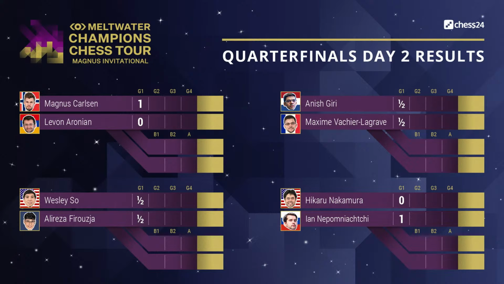Anish Giri, Maxime Vachier-Lagrave. Also a very interesting fight there, Peter. We saw a knight endgame where Anish managed to survive a little bit of an unpleasant position out of the opening and eventually managed to create an a-passer. But it wasn't enough, and that ended in a draw. Hikaru, Jan Nepomniachtchi, Hikaru finds himself also in trouble. He needs to level the score. And that was our round 1.